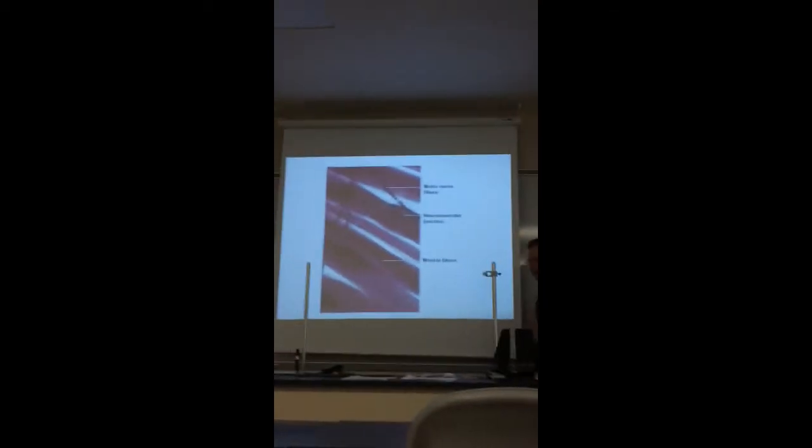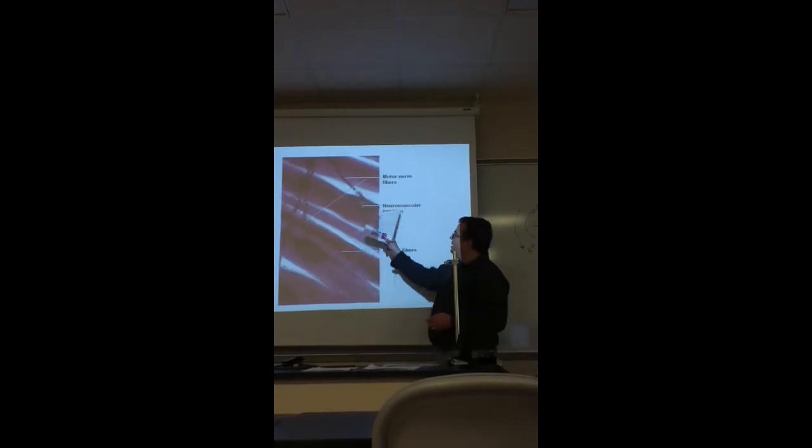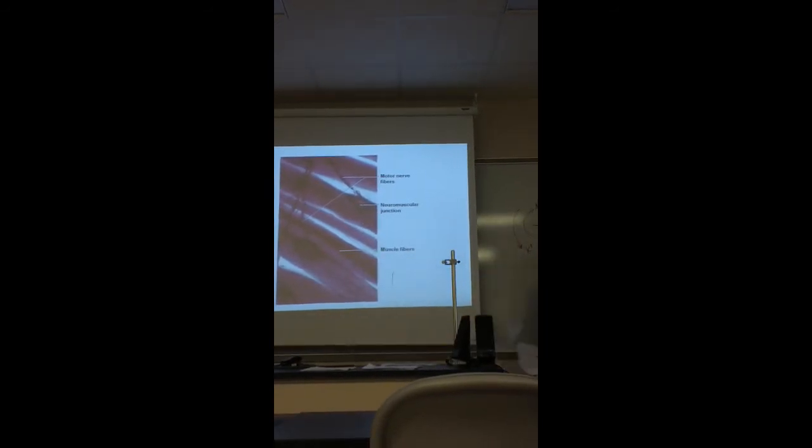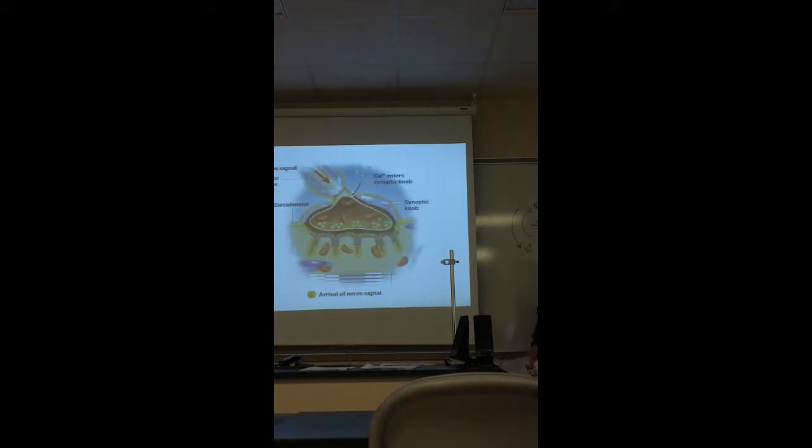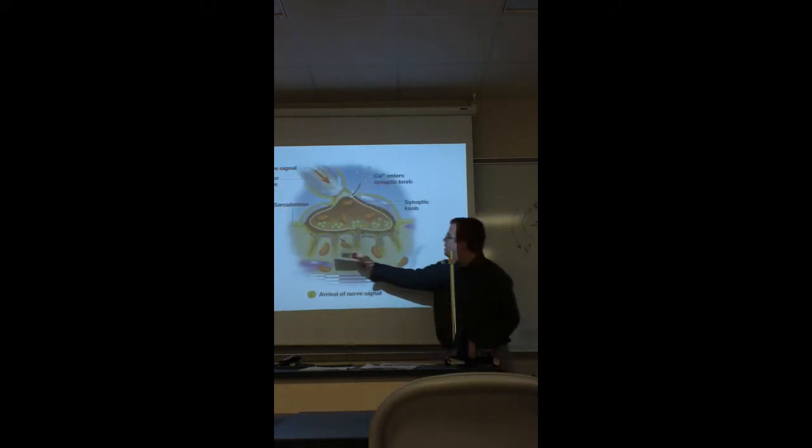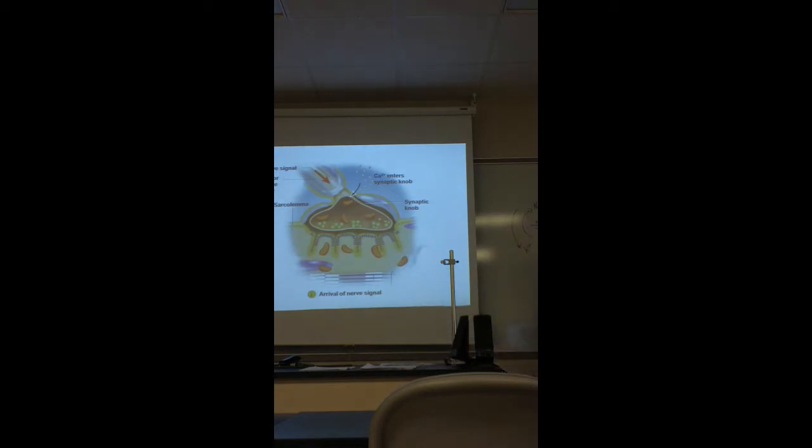Okay? So let's look here at the neuromuscular junction. So again, this is where the neuron synapses to or connects to the muscle. Now I said it's not a physical connection, so keep that in mind. It's not a physical connection. There's a synaptic cleft there. And again, you can see that here. Okay? Don't worry about that.